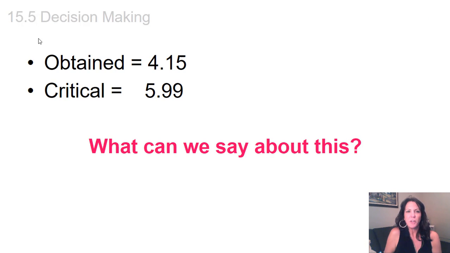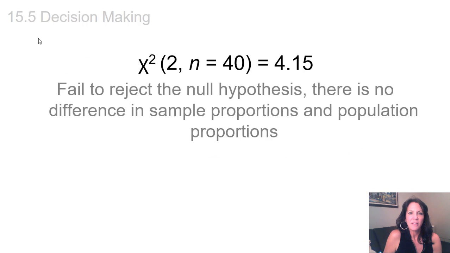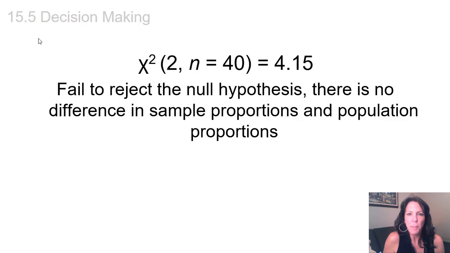So what can we say if we have an obtained chi-square of 4.15 and our critical value is 5.99? Well, we fail to reject the null hypothesis because our chi-square is not as extreme as the critical value. And I want you to just take a look and see how the notation is for chi-square. It's a little bit different. So we have chi-square, and in parentheses we have the degrees of freedom and our n equals 40. And then outside of that we have equals and then the chi-square.